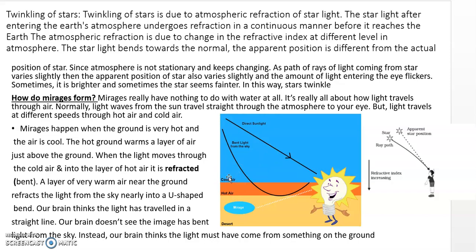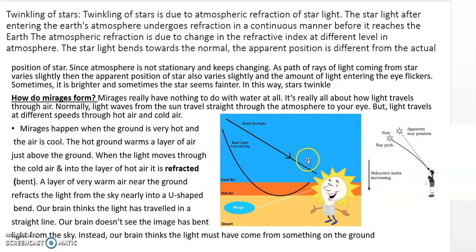A mirage happens when the ground is very hot and the air is cool. The hot ground warms a layer of air just above the ground. So when the light moves through the cold air and then into the layer of hot air, it is refracted, that means it is bent. A layer of very warm air near the ground refracts the light from the sky nearly into a U-shaped bend like this. Our brain thinks the light has traveled in a straight line.